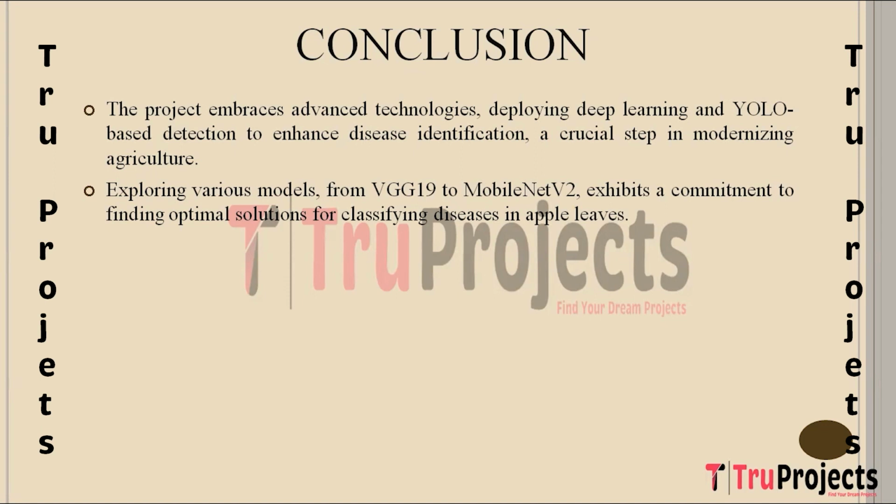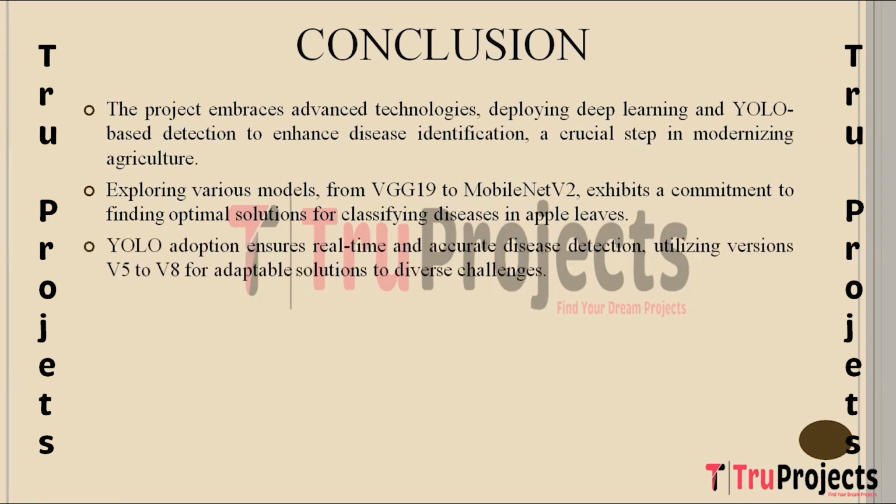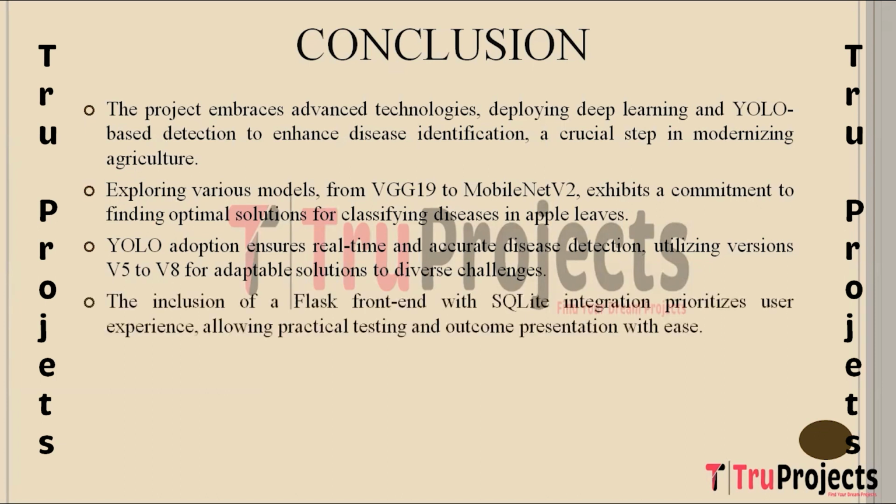in apple leaves. And the adoption of YOLO, that is, you only look once for disease detection, as an extension, showcases a commitment to real time and accurate identification of diseases in apple leaves. Utilizing multiple YOLO versions, including V5, V6, V7, and V8, allows for flexibility and adaptability to diverse detection challenges. And the extension of the project to include a user friendly front end with Flask and SQLite integration demonstrates a practical approach. Enabling user testing with image inputs and presenting outcomes through the front end ensures that the developed models are not only technologically advanced but also user centric.